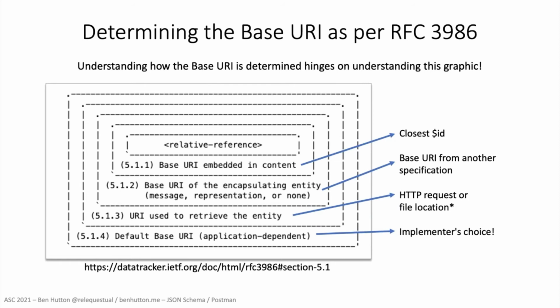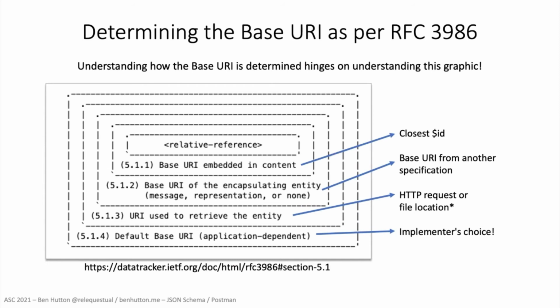To start, 5.1.1. We need to look for the base URI embedded in the content itself. For JSON schema, that's the closest $id value. Next, 5.1.2, encapsulating entity. My interpretation of this is the base URI defined by an OpenAPI or AsyncAPI specification document, or similar.